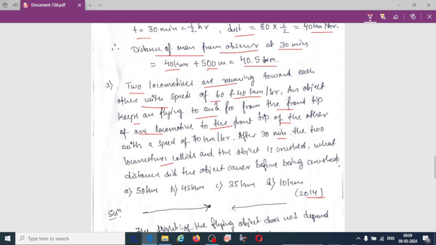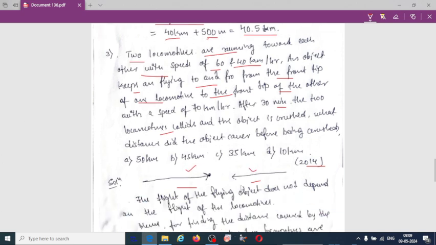So you can see here two locomotives. It may be train, bus or car, whatever it may be. Here they are moving with speed 60 and 40 kilometer per hour. One is moving with 60 and another with 40. An object keeps on flying. Here is the object. It is going to move to and fro from the front tip of one locomotive to the other. Okay.